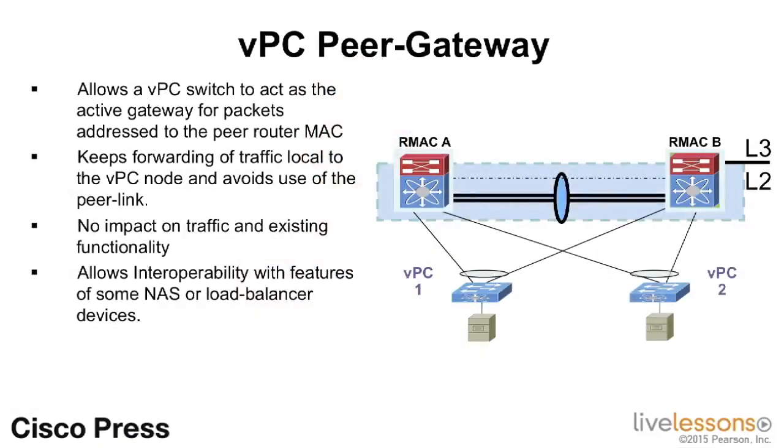So one of the first advanced VPC features that we're going to discuss is VPC Peer Gateway. Essentially, VPC Peer Gateway allows a VPC switch to act as the active gateway for packets addressed to the peer's router MAC, or the peer's burned-in address. It keeps forwarding of traffic local to the VPC node and avoids the use of the peer link.